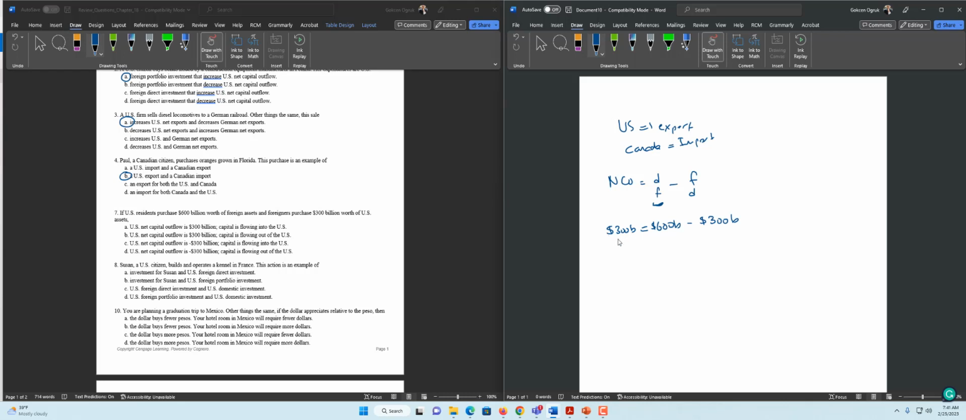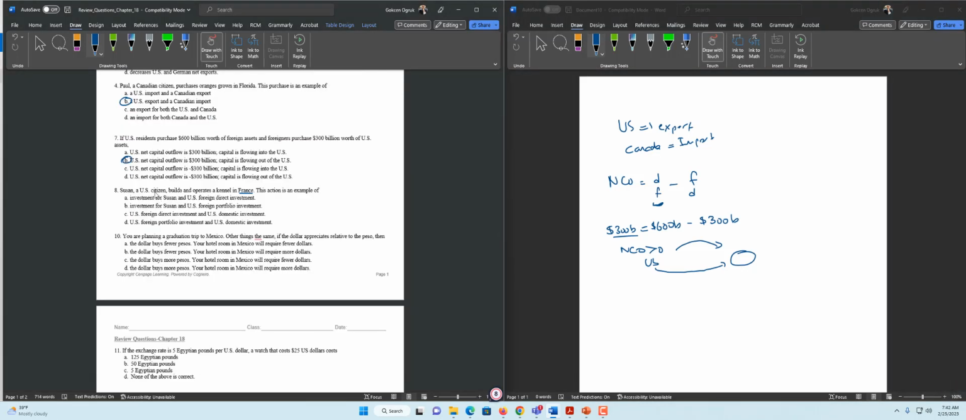So if NCO is positive, that means the capital is flowing out of the US, because US people are buying more foreign assets. For that reason, US net capital outflow is $300 billion and capital is flowing out of the country. Number 8, Susan, a US citizen, builds and operates a canal in France, okay.